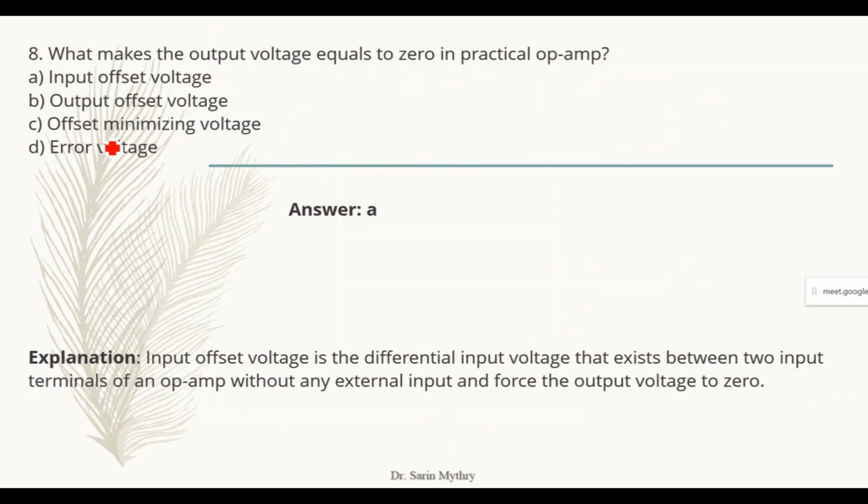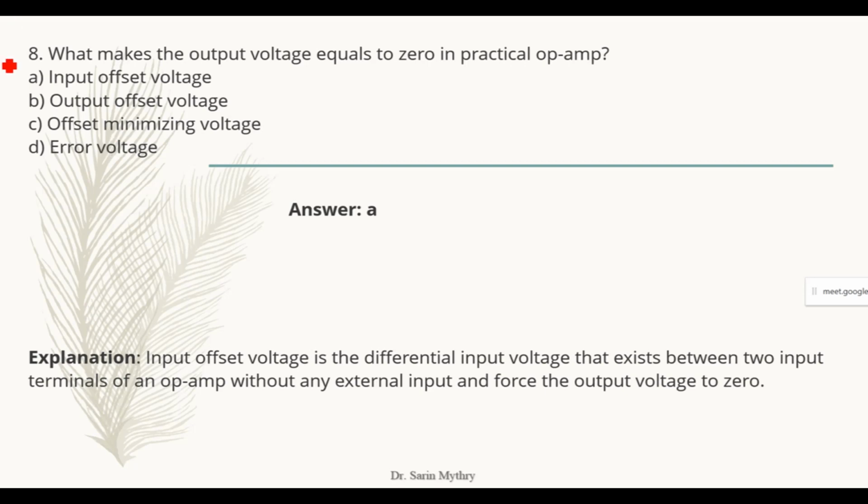Then the next one. What makes the output voltage equal to 0 in the practical op-amp? If you see the options, it is input offset voltage, output offset voltage, offset minimizing voltage and error voltage. So your option is going to be input offset voltage.